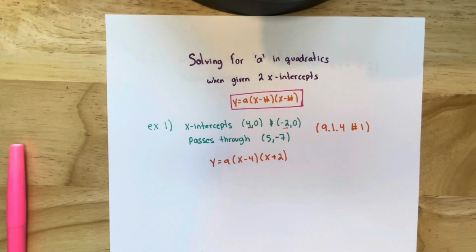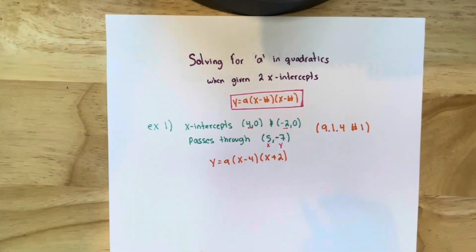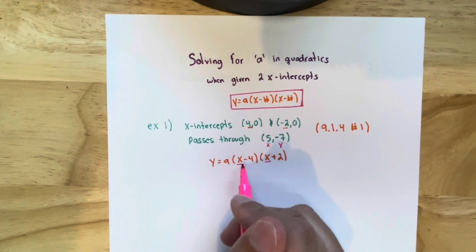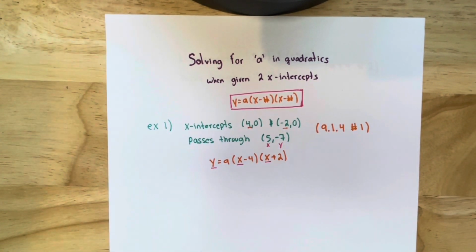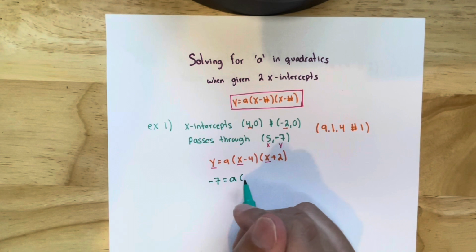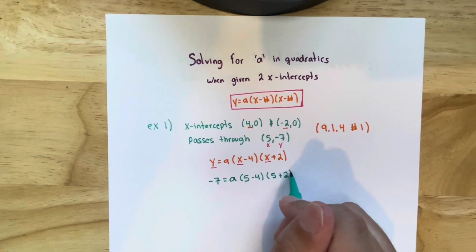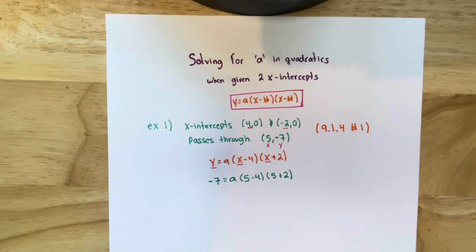In order to solve for a, you need a random point. What point am I supposed to get? They're going to give us a random point, which we call x and y. That x and y is the same x that you see in your formula and the same y that this equation equals. So I'm going to plug in the x with the 5 and the y with the negative 7. If I do that correctly, it should look like this: negative 7 equals a, which I don't know yet, times 5 minus 4, and then the other parentheses is 5 plus 2. Now every x is replaced, every y is replaced, and every letter except a is taken care of.